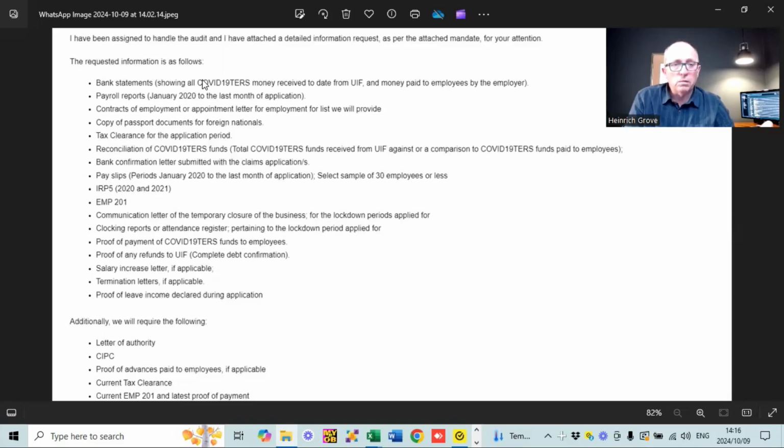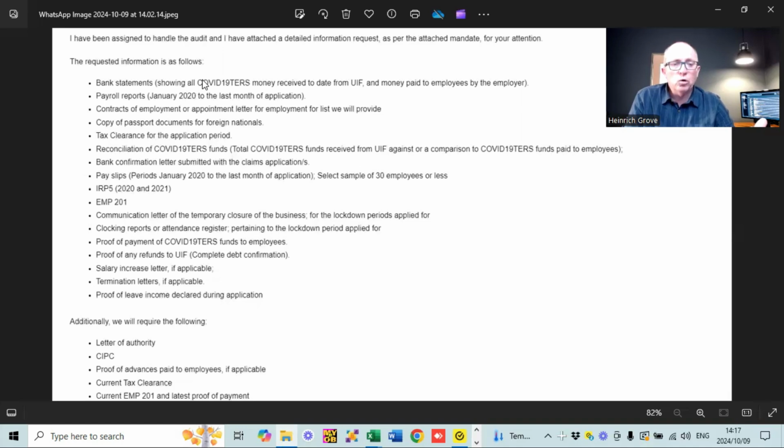So hopefully when you did these TERS applications, you saved these documents. Remember, we're talking 4.5 years ago already. In theory, you're supposed to keep documents for 5 years. So hopefully you did save those letters. Otherwise, write them a letter and just say that you don't have the bank confirmation letter anymore. Payslips, we'll talk about that quickly. IRP5s, we're going to talk about.